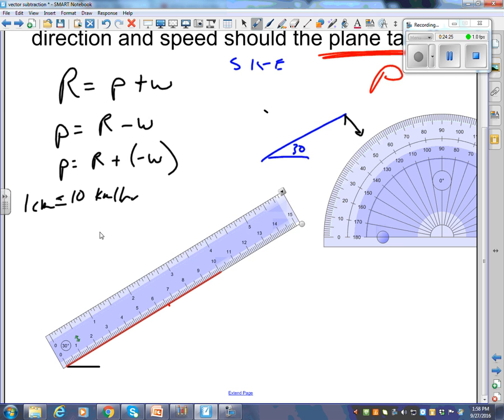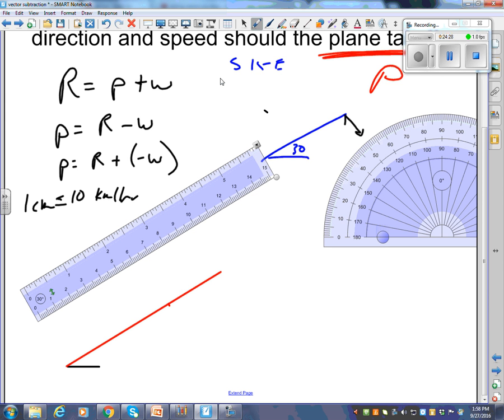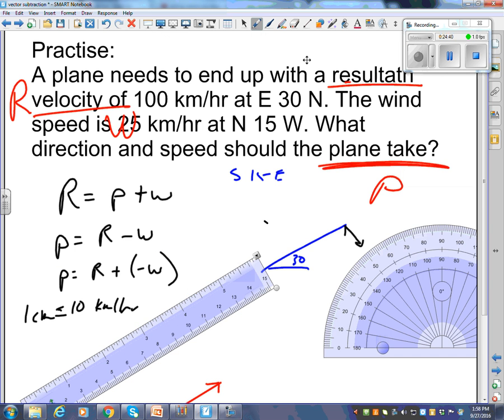You got to draw vectors. You can't just go 100 minus 25. Adam, are you watching? Because it looks like you're talking to Travis. Got to focus. Bar is raised. Stay with me, man.